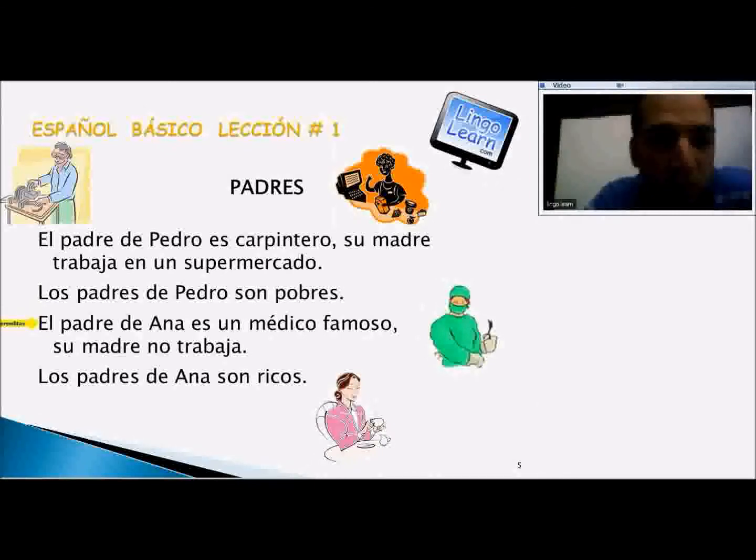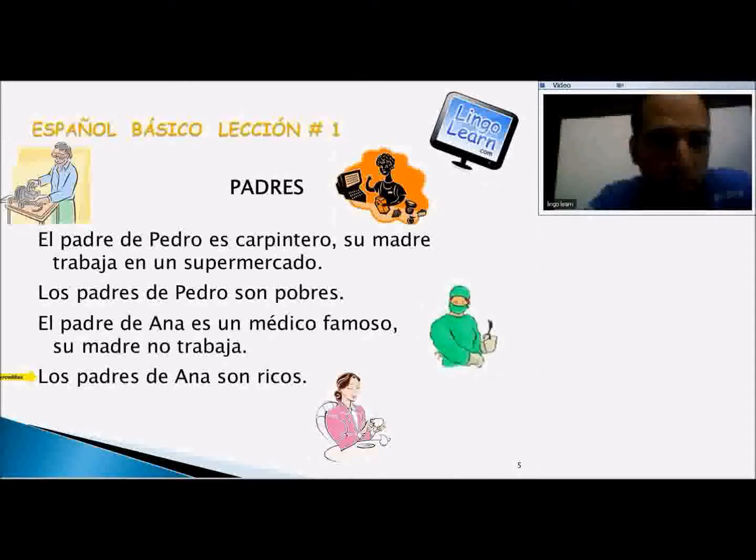El padre de Ana es un médico famoso. Yes. Su madre no trabaja. Ah, su madre no trabaja. Los padres de Ana son ricos. Okay, perfecto. That was perfect.